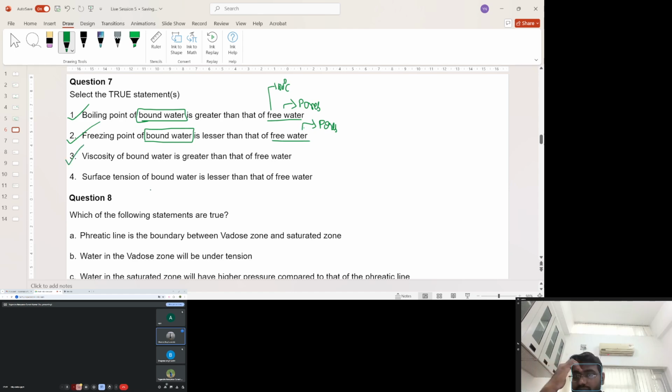Now, the surface tension of bound water is lesser than that of free water. That is not the case because of these attraction forces. The surface tension will be more in case of bound water compared to that of free water. So this statement is wrong. So as far as this question is considered, statements 1, 2, and 3 are right.